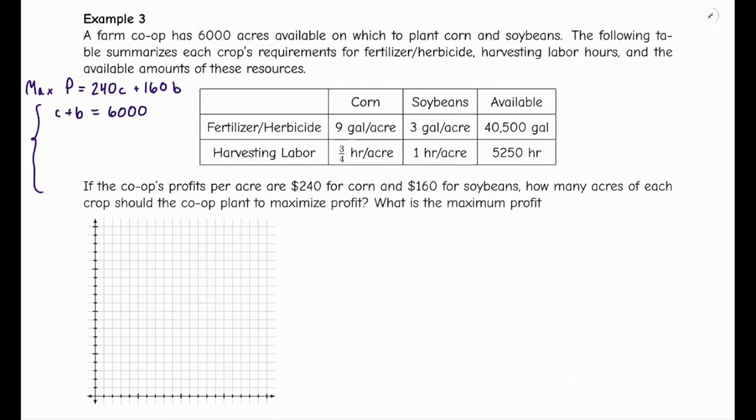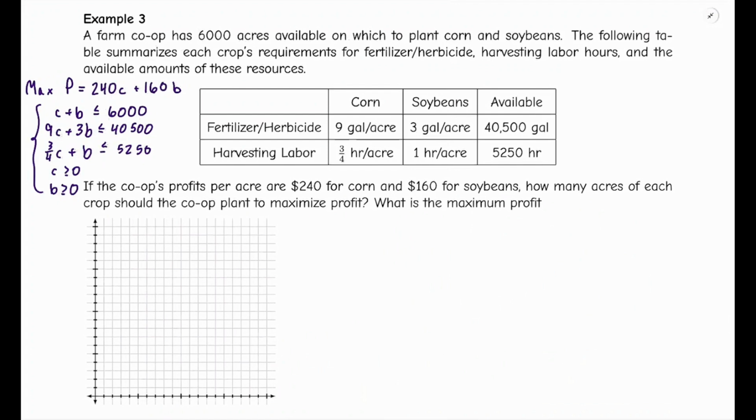Sorry, I said 600. Then from the table, we get 9C plus 3B has to equal 40,500. And then we get 3/4 C plus B has to be equal to 5250. And I kind of screwed up here. They don't have to be equal, they have to be less than or equal. And then C has to be greater than or equal to 0, and B has to be greater than or equal to 0, because you can't have a negative number of acres of corn or soybeans.